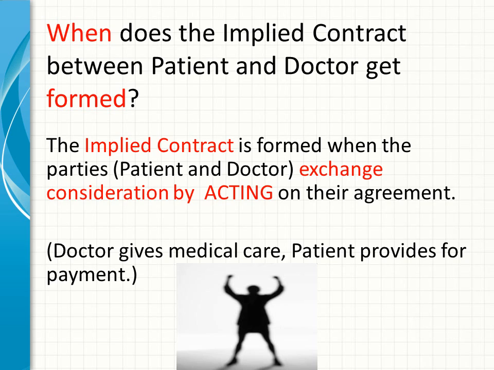So when does the implied contract between patient and doctor get formed? It is formed when the parties, patient and doctor, exchange consideration by acting on their agreement. The doctor gives the medical care, the patient provides for the payment. Do I sound like I'm repeating myself? Probably, but bear with me.